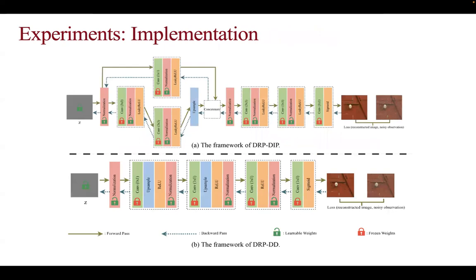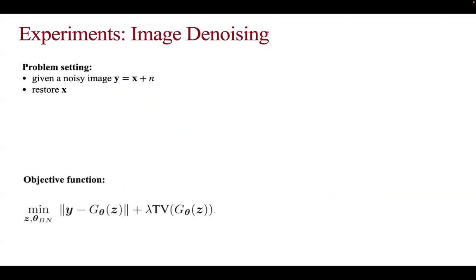We test our methods with two different network architectures. The first row shows the deep image prior-like architecture. The second row shows the deep decoder-like architecture. We first conduct our experiments on image denoising. We are given a noisy image Y with additive noise. Our goal is to restore its underlying clean image X. The objective function can be formulated as this.